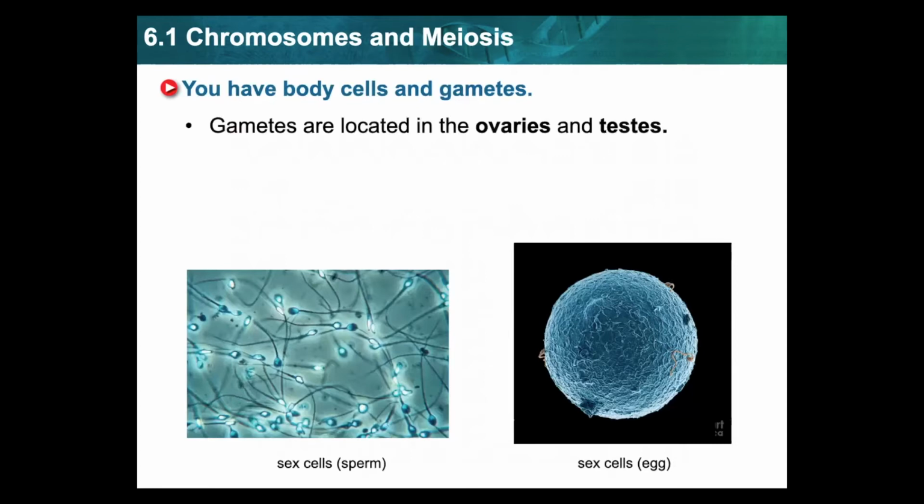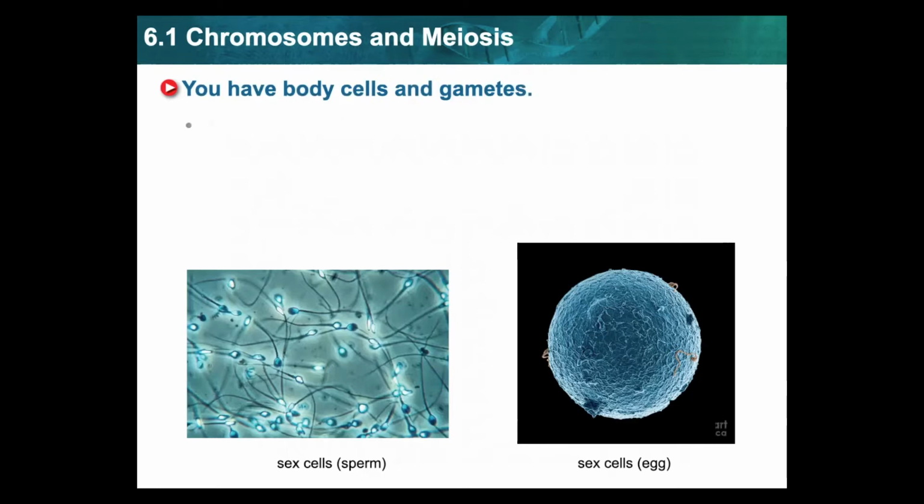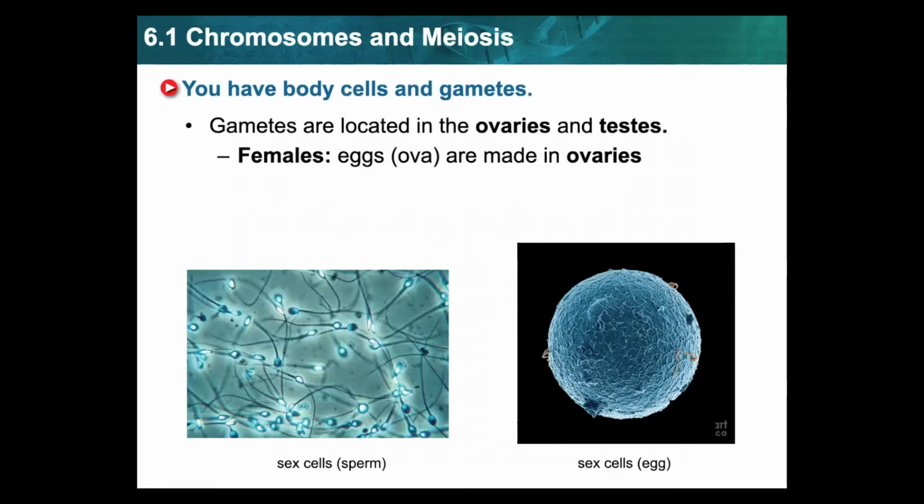This shows you a microscopic image of an egg cell and a sperm cell. You can find gametes in two places, ovaries and testes. So for females, they have ovaries which contain the eggs. The Latin word for eggs is ova. And so ova would be another word for eggs you might see in your book. Ova are made in the ovaries.